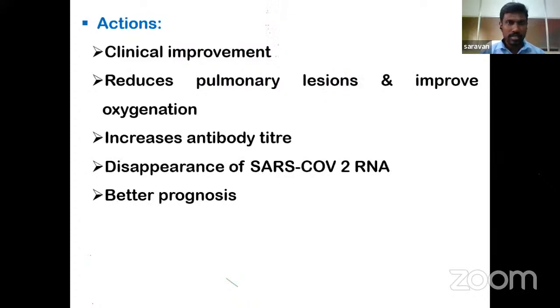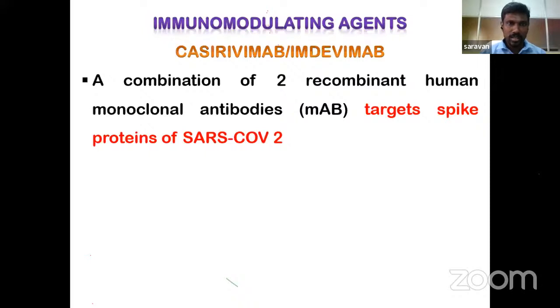Actions: it provides clinical improvement, reduces the pulmonary lesion and improves oxygenation. It increases the antibody titer and causes disappearance of SARS-CoV-2 RNA, and better prognosis is seen in patients who are using CP. And the last one is the immunomodulating agent casirivimab and indevimab. This is a combination of two monoclonal antibodies targeting the spike proteins that are involved in the attachment of the virus into the host cell. So by targeting the spike proteins, the viral entry can be inhibited.